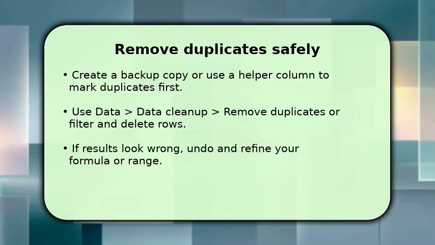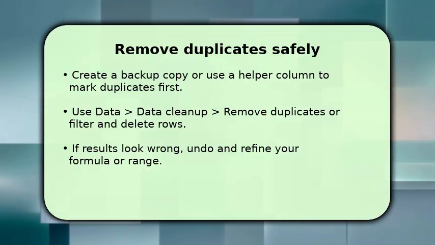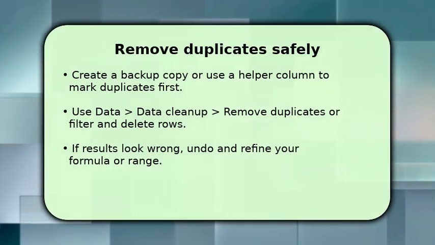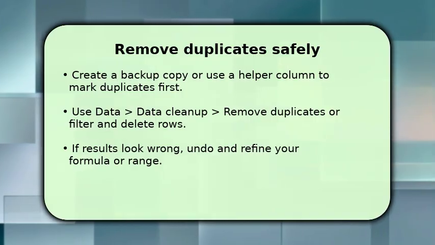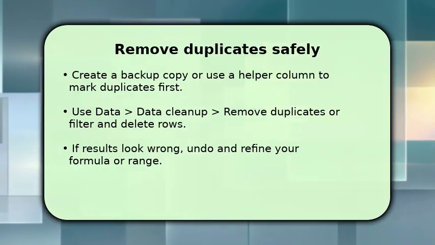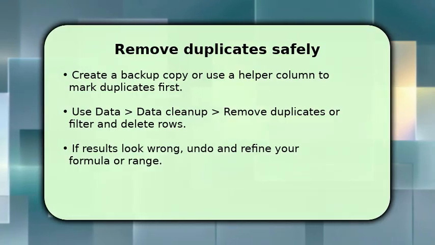Finish by removing duplicates carefully. First, make a backup or add a helper column that uses the same formula to mark duplicates. This gives a safety net. Then choose Data Cleanup, remove duplicates to delete rows matching your criteria, or filter by the highlight color and delete selected rows manually. Once removed, spot check key records to confirm correct deletions.